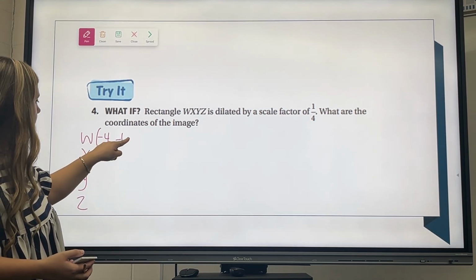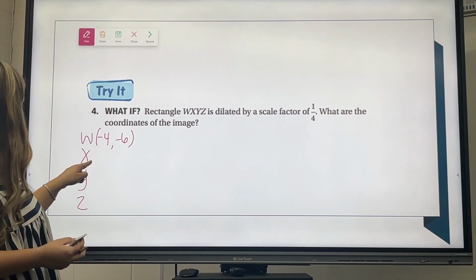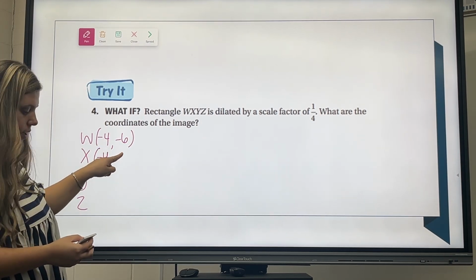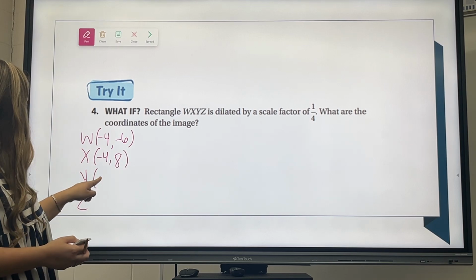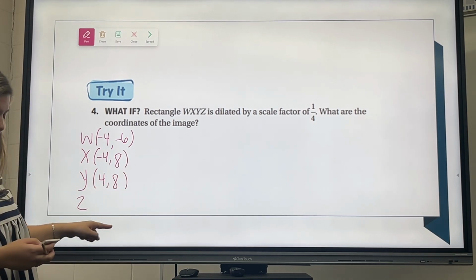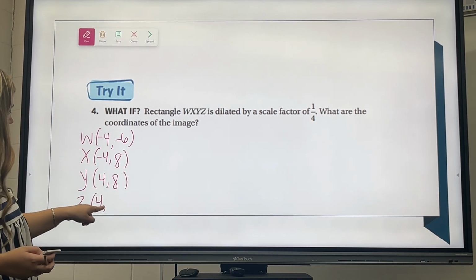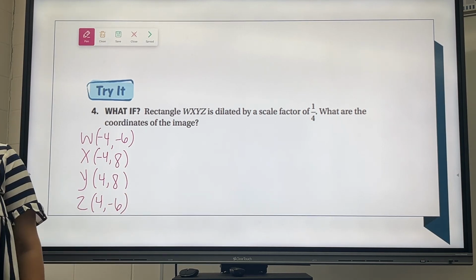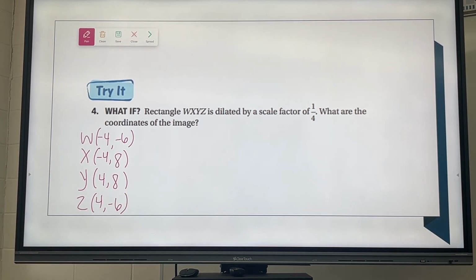-4, -6, -4, 8, 4, 8, and 4, -6. So if you don't have those written, go ahead and write those down, okay, because we will be changing those. I'm gonna make sure that this is still recording.